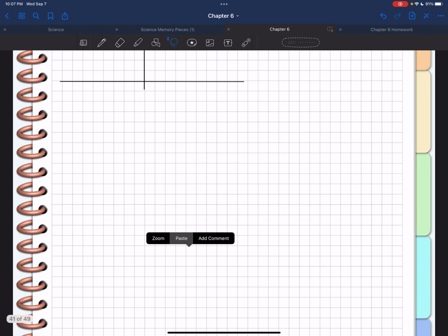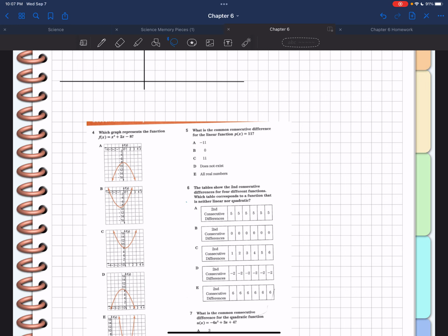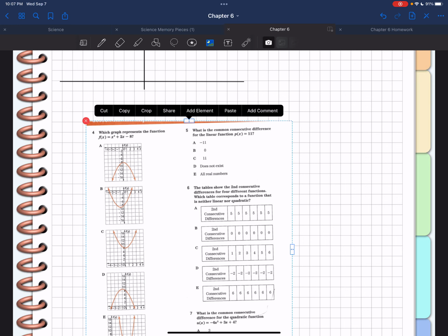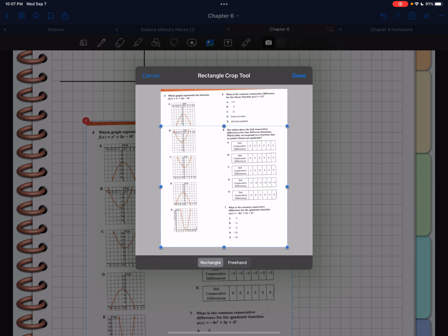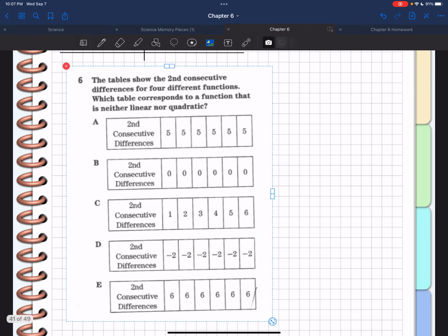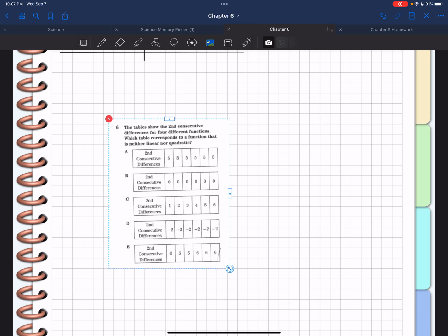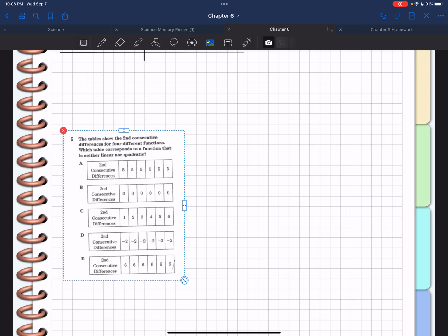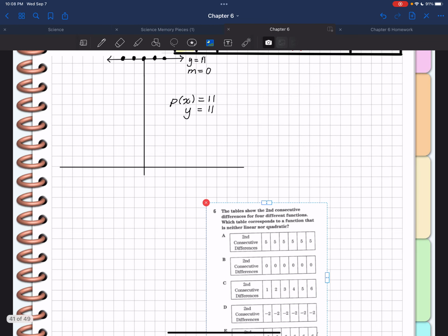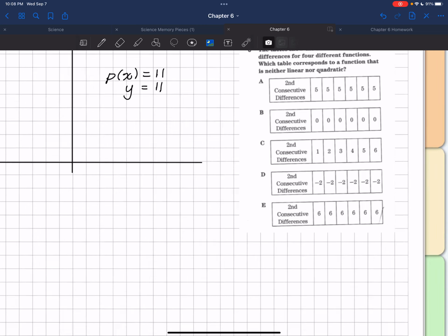All right, let's go with number 6. And this one gives us tables of values. It says the tables show the second consecutive differences for 4 functions. Which table corresponds to a function that is neither linear nor quadratic?